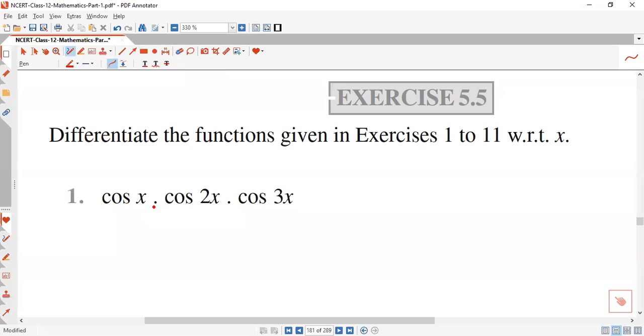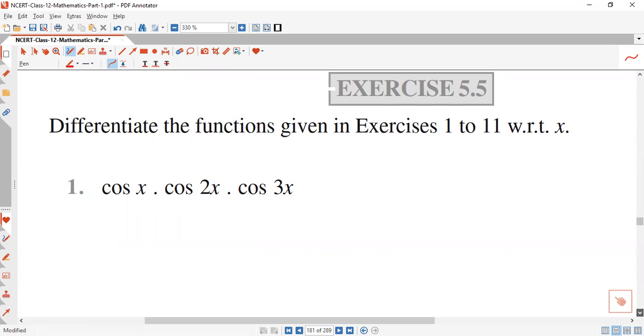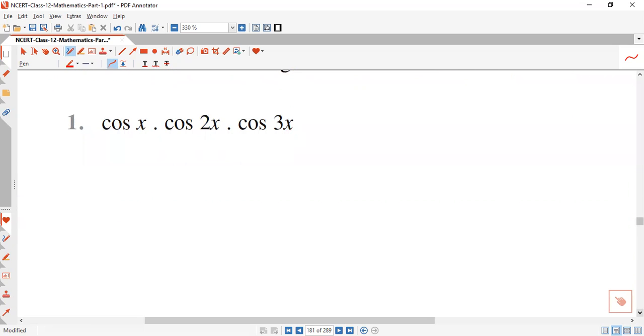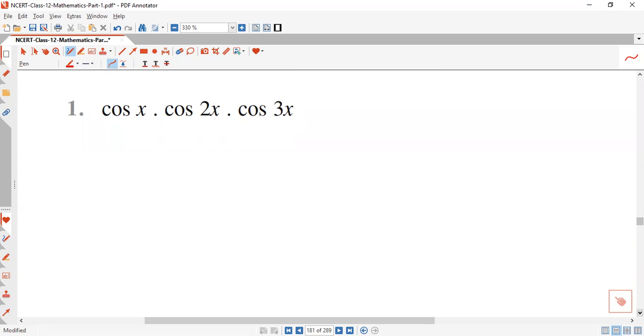See question number 1: we have three functions multiplied, cos x, cos 2x, cos 3x. Whenever three or more functions are multiplied, we will use logarithmic differentiation. Let's say this is equal to y. Taking log on both sides.